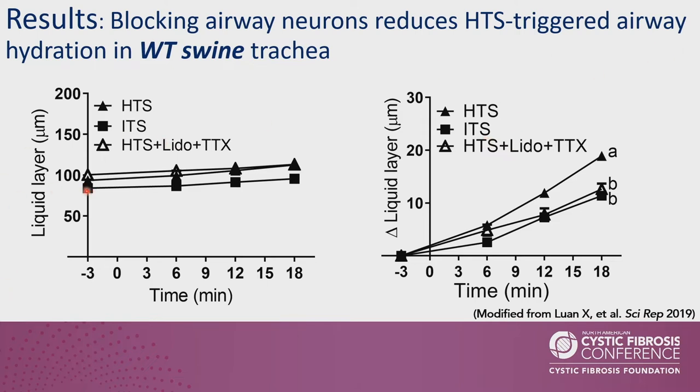On the left is the liquid layer height we measured in the isolated trachea experiments in wild-type trachea. On the right is the delta liquid layer change, which means we compare the liquid layer height to the first point before hypertonic saline nebulization at time zero. As you can see here, compared to isotonic saline, hypertonic saline stimulates a liquid layer increase in the wild-type swine trachea. However, if we block the airway neurons with lidocaine and tetrodotoxin, TTX, it reduced the hypertonic saline-triggered airway hydration effect in the wild-type trachea.